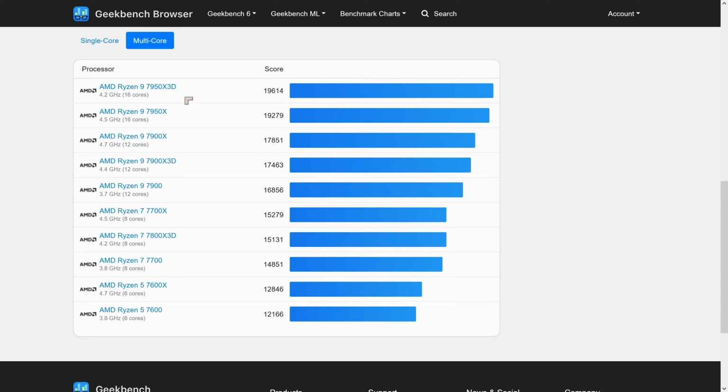Now there are some reasons why you want to go for the X3D chips. They are much, much better at gaming than the other chips in the list. They are much better than the Intel chips for gaming. And we've got insane energy efficiency with the X3D chips. They're much, much more energy efficient than the equivalent non-X3D chips.